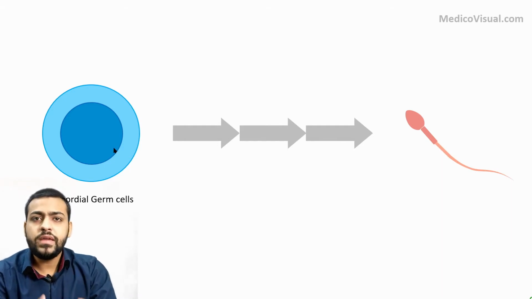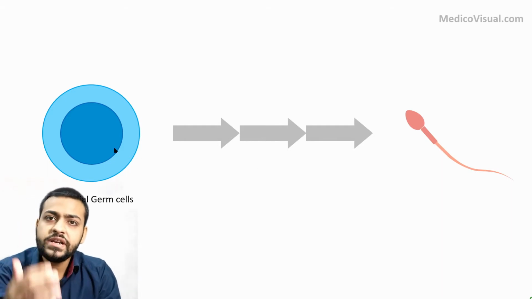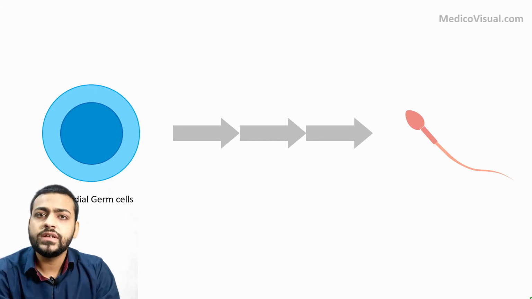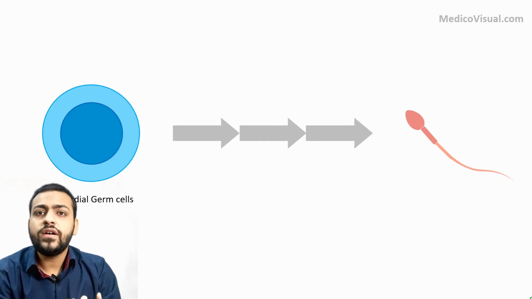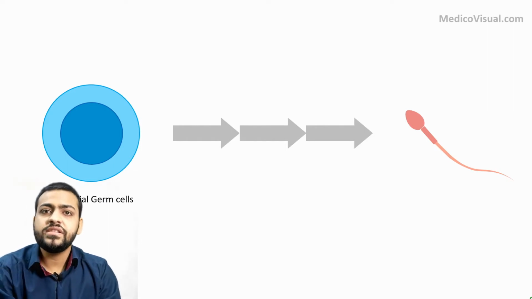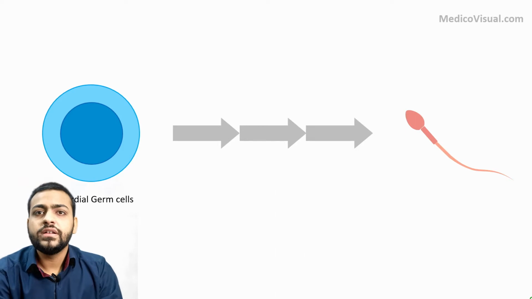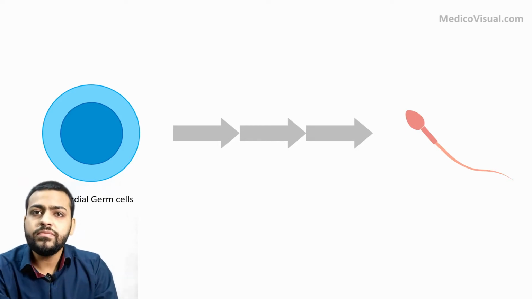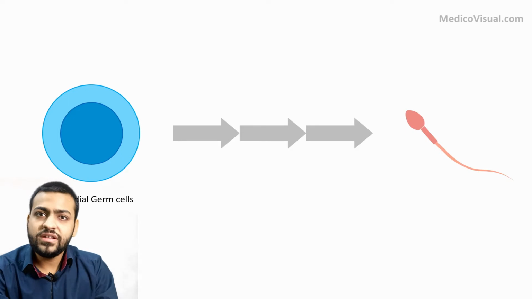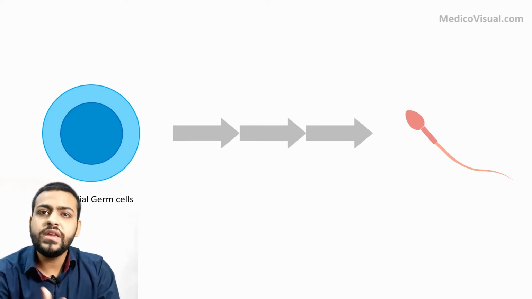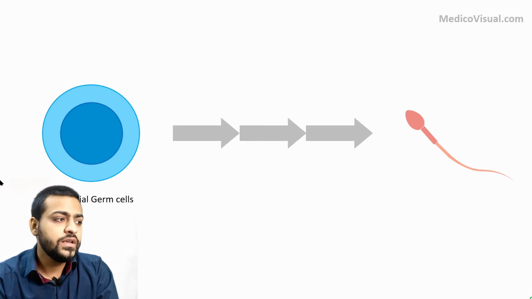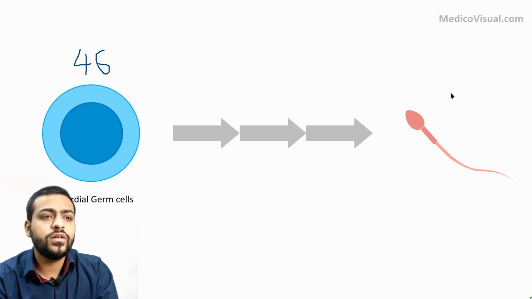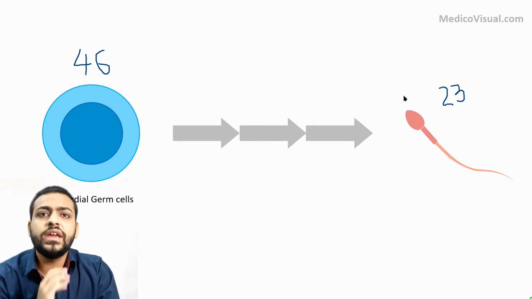But remember, the primordial germ cell cannot directly transform into mature sperm. Why? The reason is that they are not well prepared to undergo meiosis. Of course, you know this process requires meiosis because it is a reduction division. Primordial germ cells have 46 chromosomes. From 46 chromosomes we have to form sperm that have 23 chromosomes. So of course the process of meiosis will occur here.